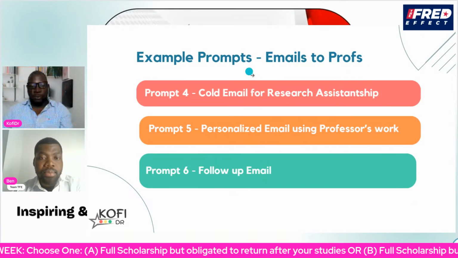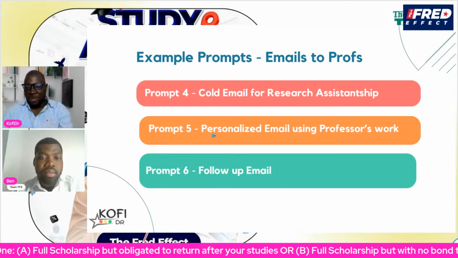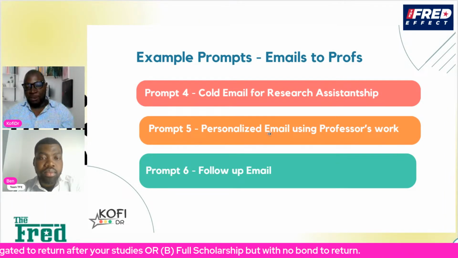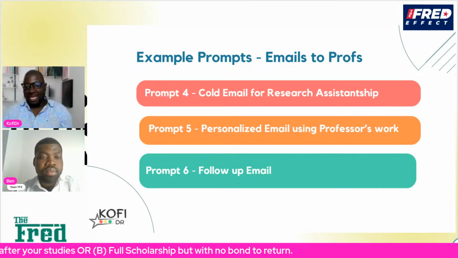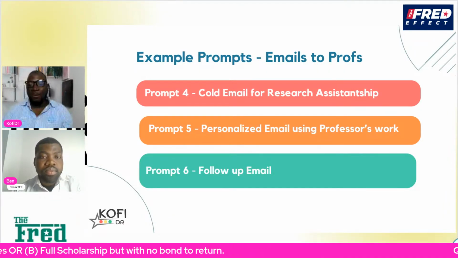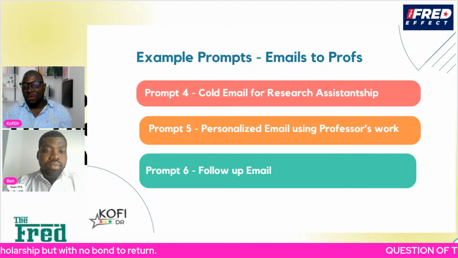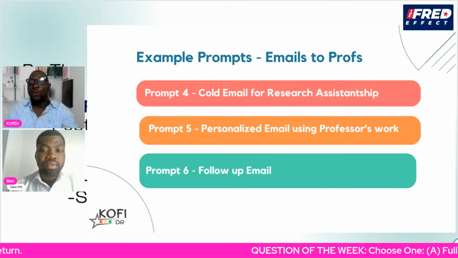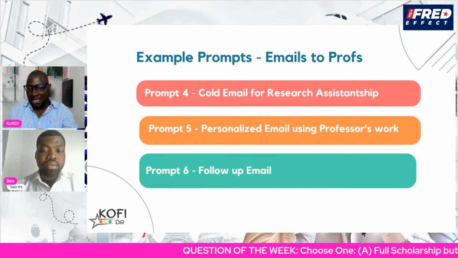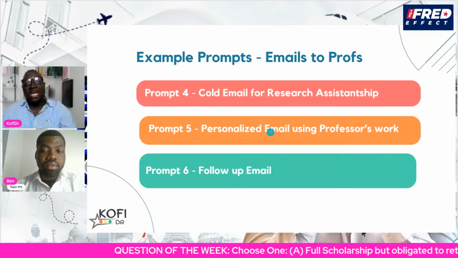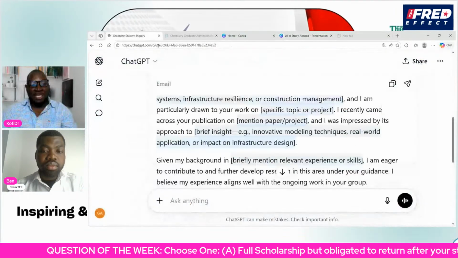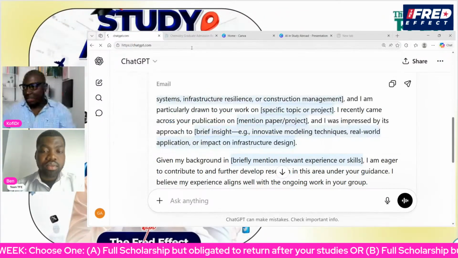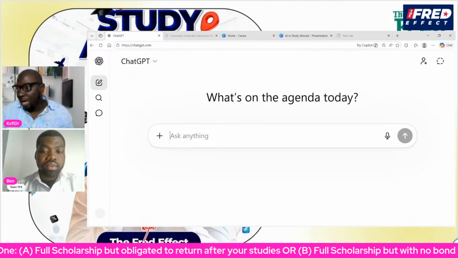a personalized email using the professor's work. I like this one. Let's say I'm reaching out to Professor A, and he's done so-and-so work. I would want to mention some of the things that he has done in my email and express my interest in working in the same research group. So that will personalize the email to the professor's work. Let's look at how you're going to prompt something like that. If you have to prompt GPT for something like that, you would have to do something like this.